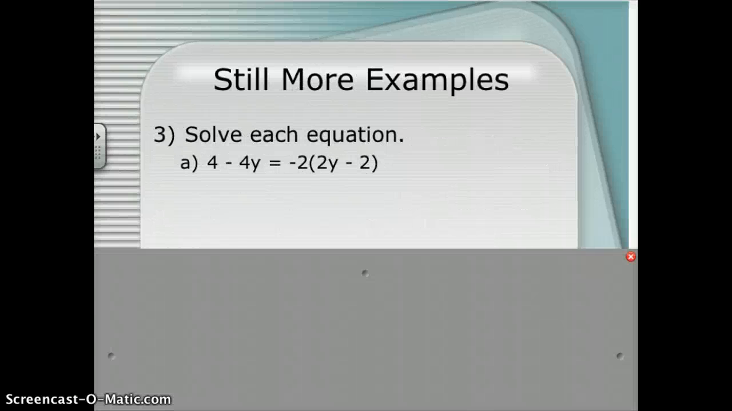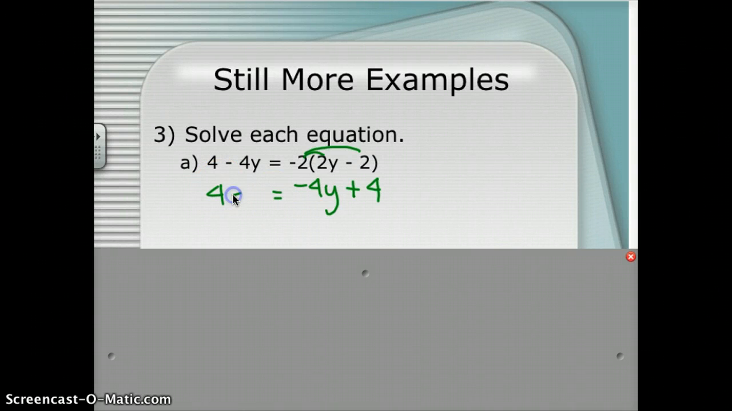Okay, so we're going to solve some of these equations. I'm going to look at 4 minus 4y equals negative 2 times 2y minus 2. So I would probably try to simplify this equation first and use the distributive property. Negative 2 times 2y is negative 4y. Negative 2 times a minus 2 is a positive 4. You could say negative negative 4, but it's going to turn into plus 4.